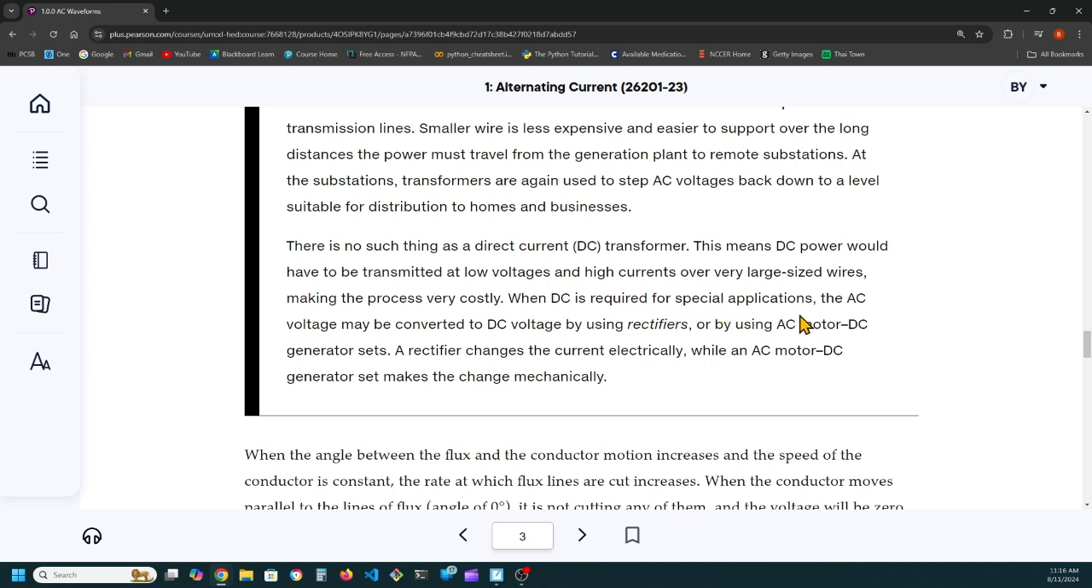When DC is required for special applications, the AC voltage may be converted to DC voltage by using rectifiers or by using AC motor DC generator sets.